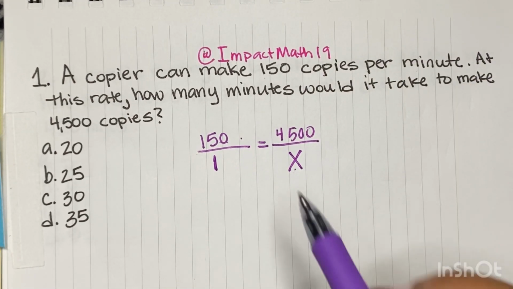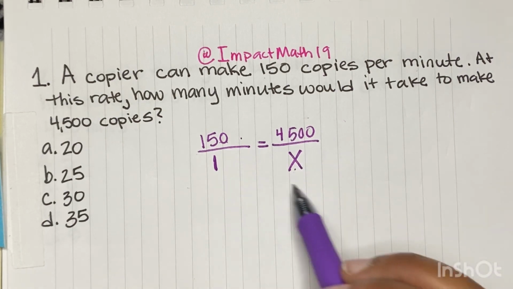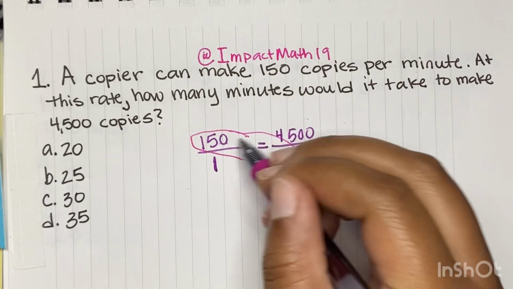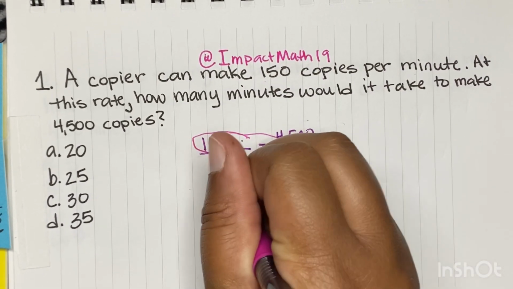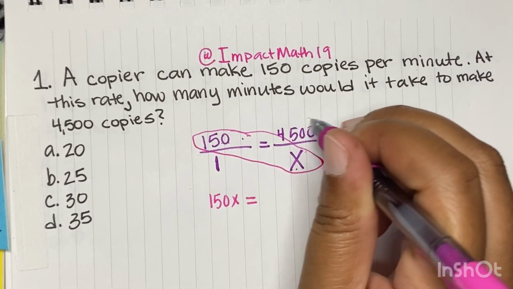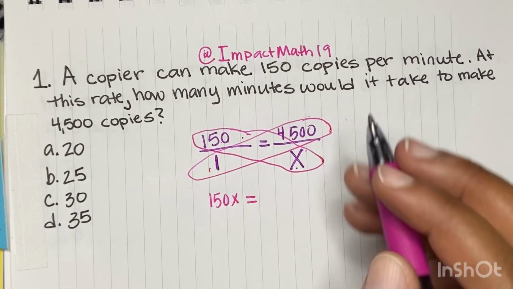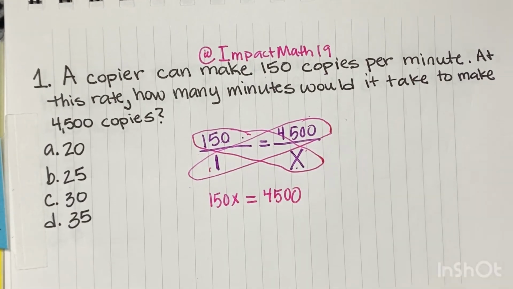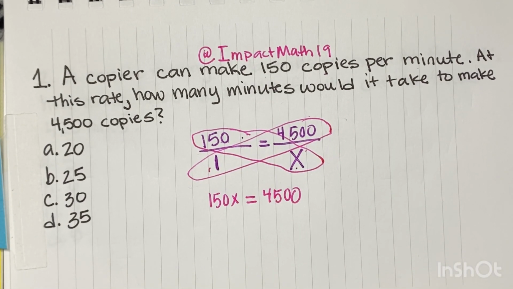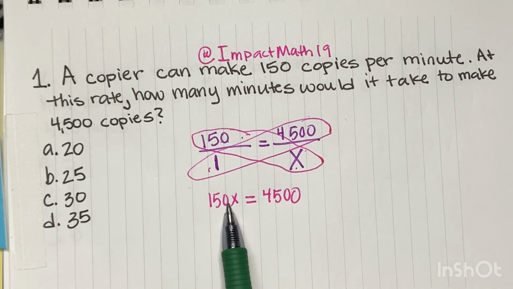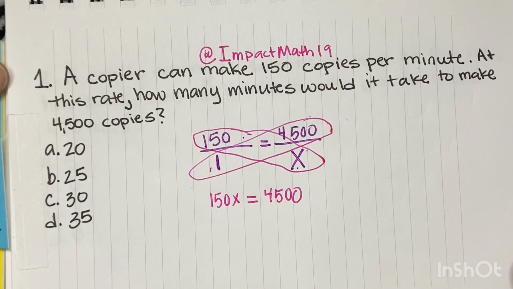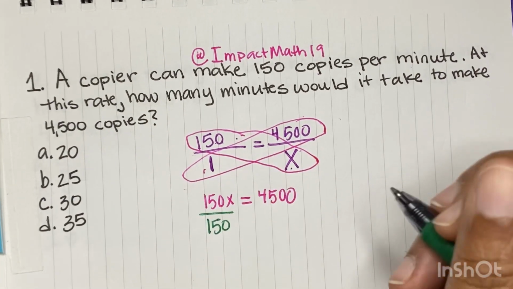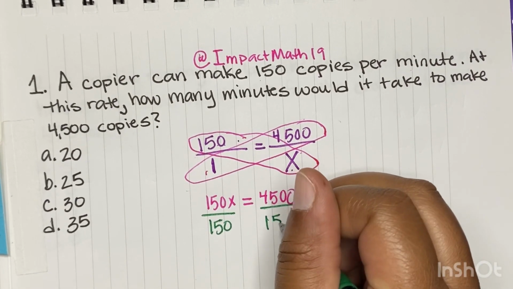And now what we can do is just cross multiply. Okay, so we're gonna cross multiply. 150 times X is 150X equal to, and then we're gonna cross multiply here. 1 times 4,500 is just 4,500. To get X by itself, you have to do the opposite of multiplication. So whenever a number is attached to a variable, they are timesing each other. So now we're gonna divide by 150 and divide by 150 here.